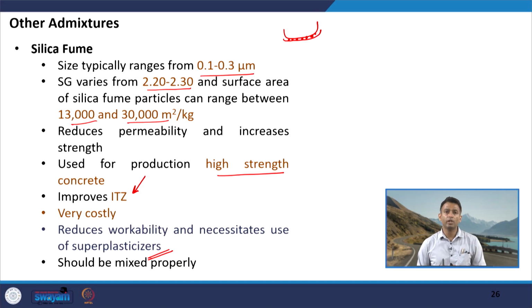And because the size is very small, the surface area is very high, we need proper mixing for the proper reaction to take place. So, whenever we are using silica fume in the production of concrete, we should do very thorough mixing, so that the entire surface of silica fume is wetted by the presence of water.